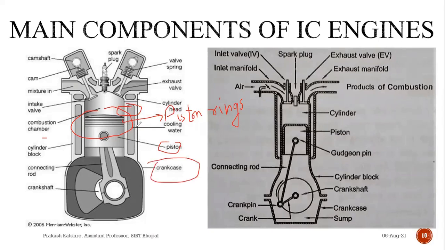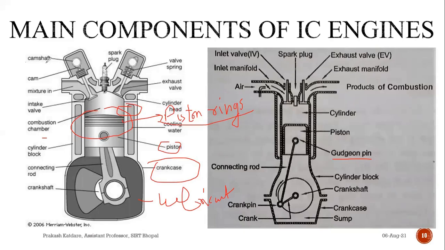The products of combustion or our working fluid, both of these should not reach our crankcase because we have a lubricant here. It should not get contaminated. So to prevent this contamination, we have prepared slots over the piston known as piston rings. Then we have a gudgeon pin which forms the link between the small end of the connecting rod and the piston.